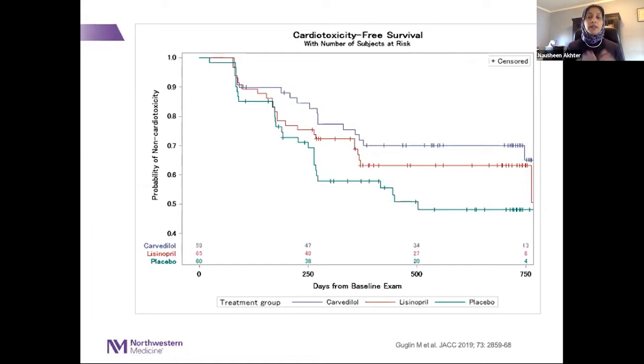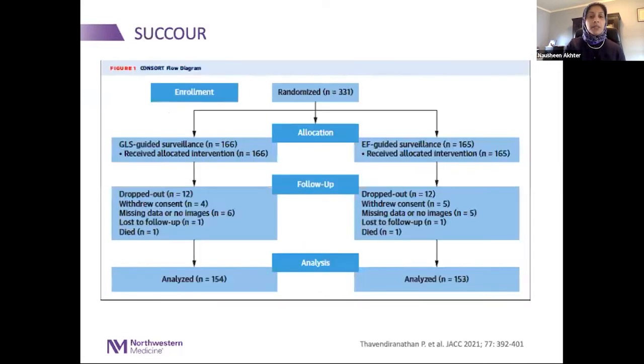However, we don't have great evidence based on our current EF-guided strategies for anthracycline or non-anthracycline trastuzumab-based regimens, and potentially further risk stratification of these groups may be important. So let's talk about SECURE.